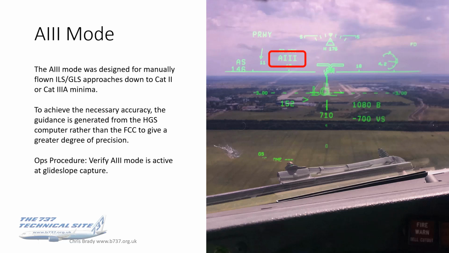So the flight director guidance is actually generated independently within the HGS computer, and it generates guidance which is of a greater degree of precision than the flight directors that we're used to seeing on the PFD. Ops procedure for this is to verify the A3 mode is active at glide slope capture. Again, refer to your FCOMs and your company procedures for that.